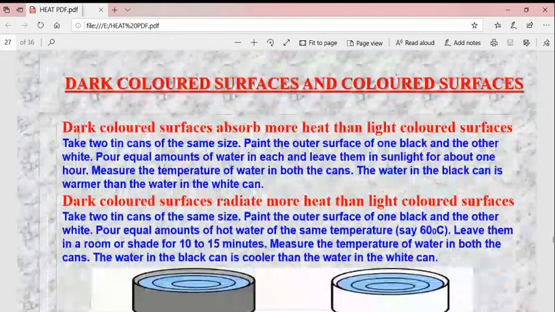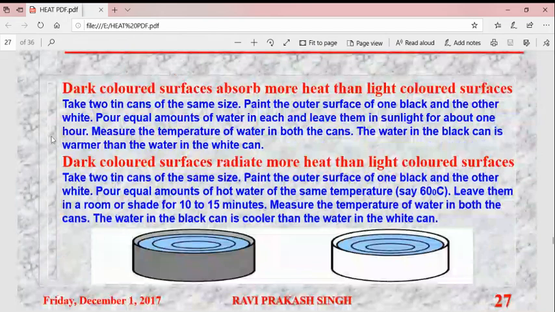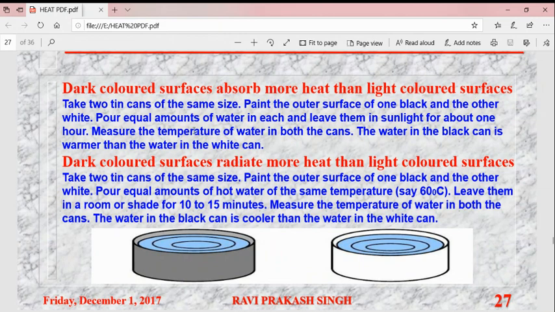And one more thing I told you, about dark colored surfaces and light colored surfaces. What it means is that dark colored surfaces absorb more heat than the light colored surfaces. So in order to understand that, we will take one activity. In order to understand this radiation, we will perform one activity.